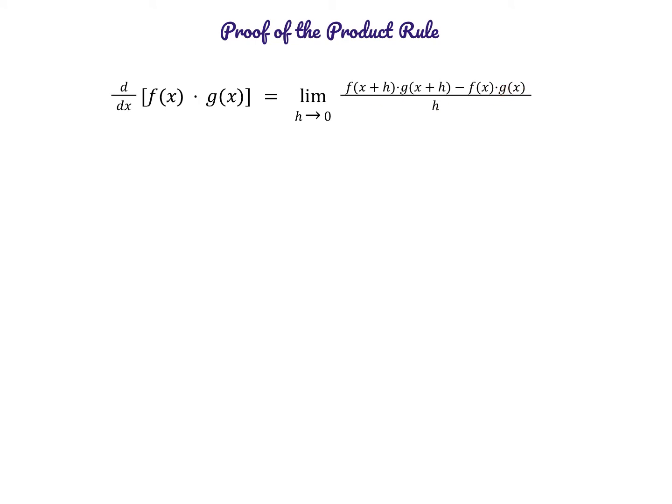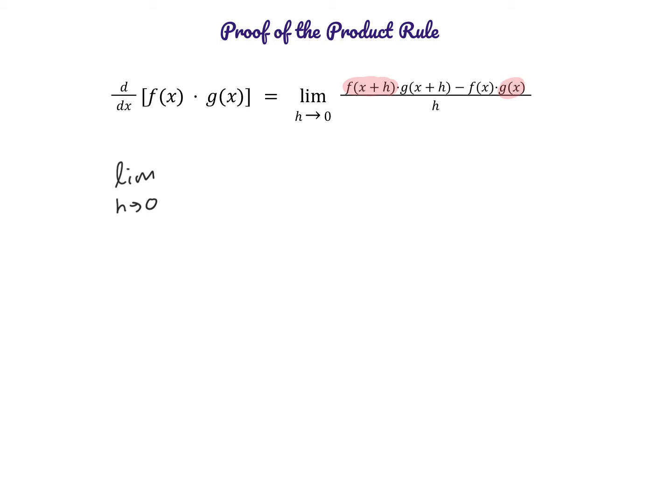So to evaluate this limit, I'm going to do something that's maybe not super intuitive. I'm going to try to create a scenario where I can factor by grouping in the numerator. So I'm going to add and subtract the same term that will allow me to do this without changing anything in our numerator. I'm going to take a portion from our first term, the f of x plus h, and also a portion of our second term, which will allow me to factor by grouping.